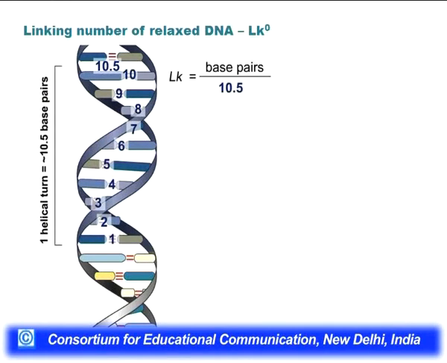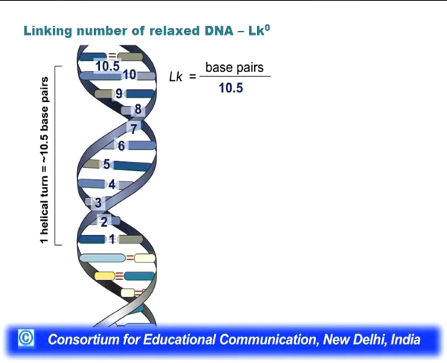So, in the most commonly existing B form of DNA, one helical turn is equal to 10.5 base pairs of DNA. So, we can easily calculate this linking number theoretically by dividing the number of base pairs of DNA by 10.5, because if you remember, I told you that the linking number is the number of turns it makes. So, from one turn to another turn, there are 10.5 base pairs of DNA.